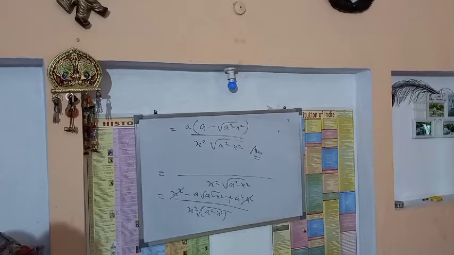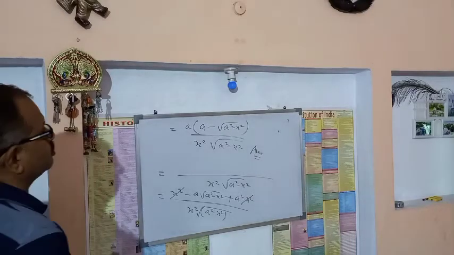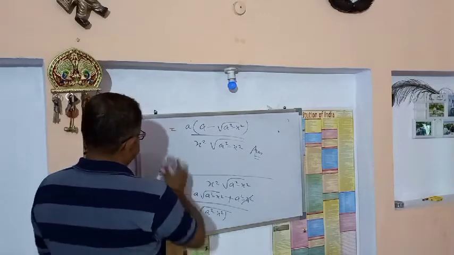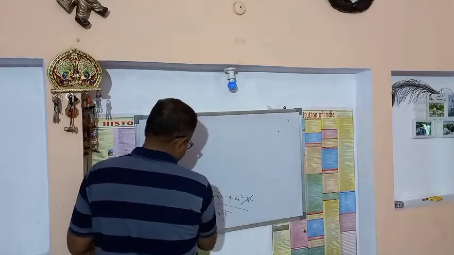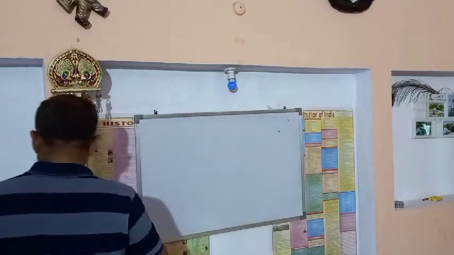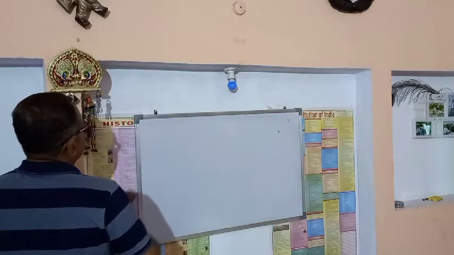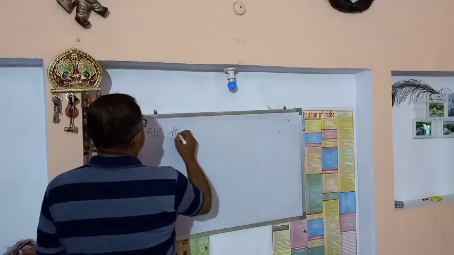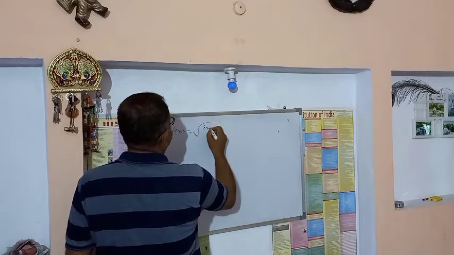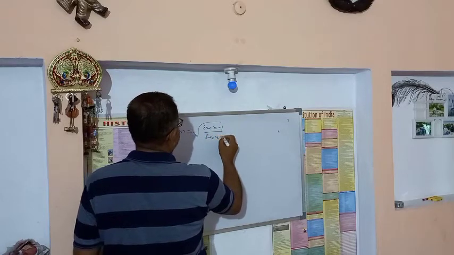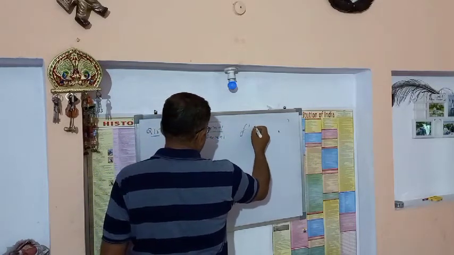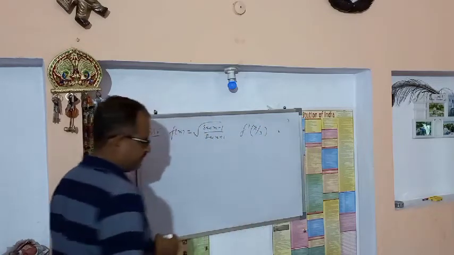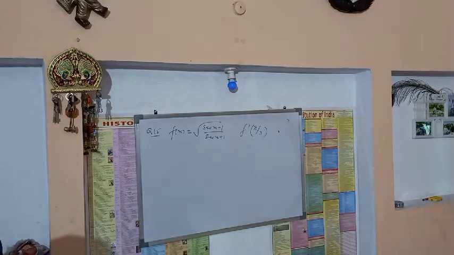Now we will see question number 15. It is given f(x) is equal to under root sec x minus 1 upon sec x plus 1. We have to find f dash pi by 3.